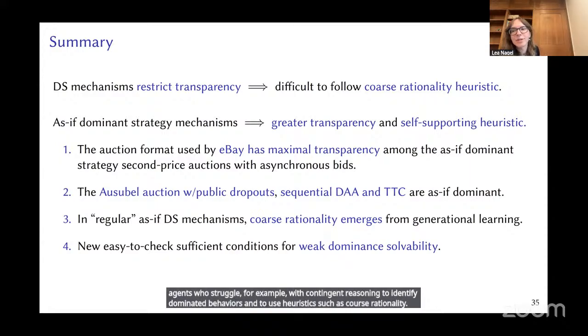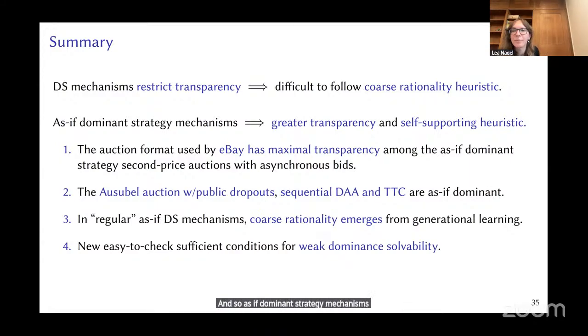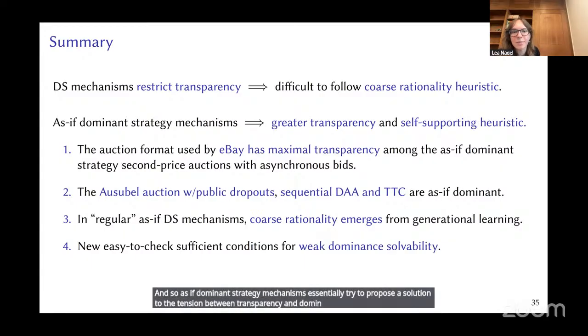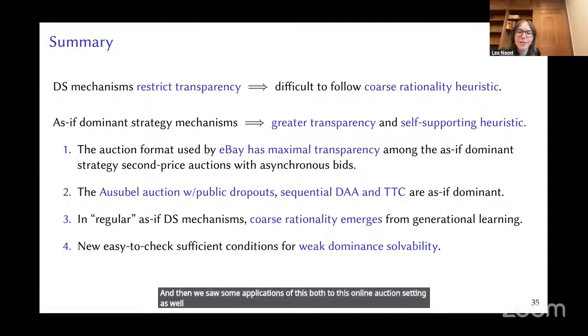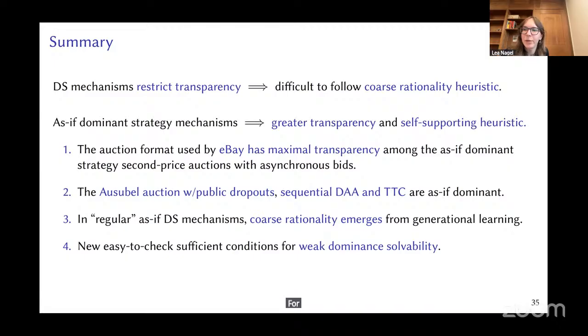As-if dominant strategy mechanisms essentially propose a solution to the tension between transparency and dominant strategy incentive compatibility by providing greater transparency while maintaining coarse rationality as a meta-equilibrium of this class of mechanisms. Then we saw some applications of this both to this online auction setting as well as to multi-unit auction and matching settings. And I briefly talked about why this heuristic might arise from a learning process and how we can use it to provide sufficient conditions for weak dominance solvability as well.